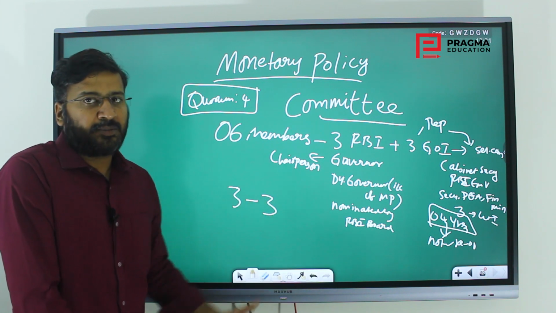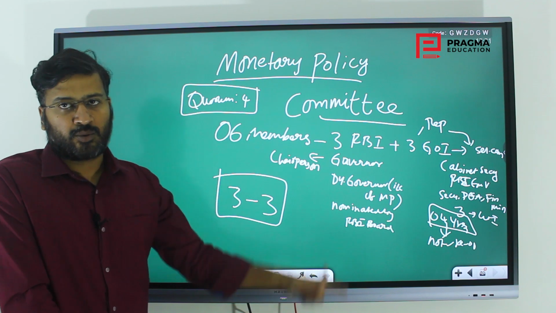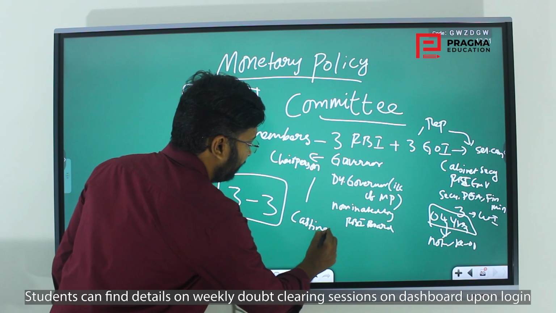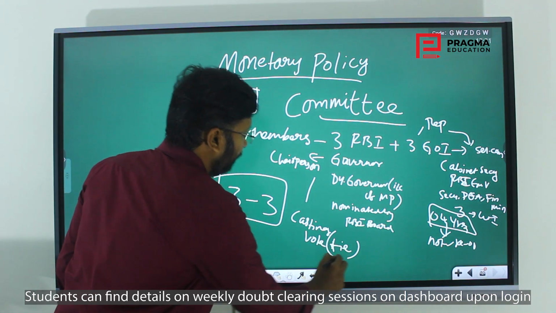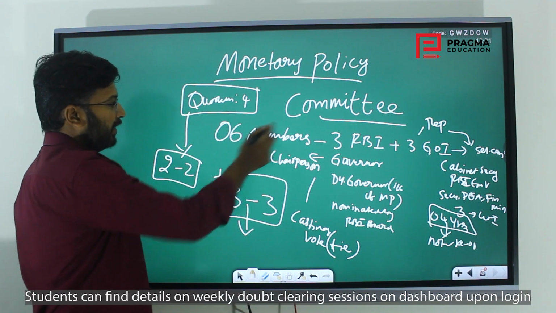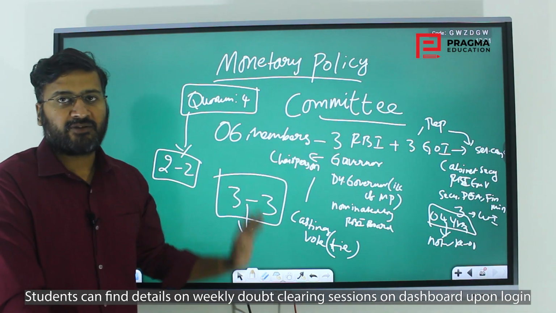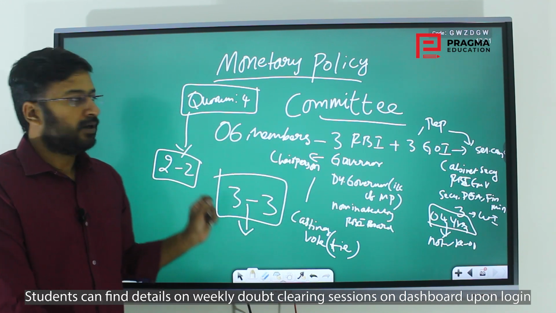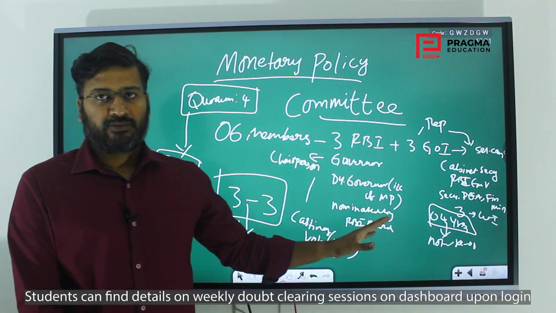And if all the 6 people are present and there is a 3-3 situation, 3 people say yes, 3 people say no, the RBI governor will have a casting vote in case of a tie. If there are 4 people and it is 2-2, the governor will have a casting vote. If there are 6 people and it is 3-3, the governor will have a casting vote. So this is the composition of the monetary policy committee.